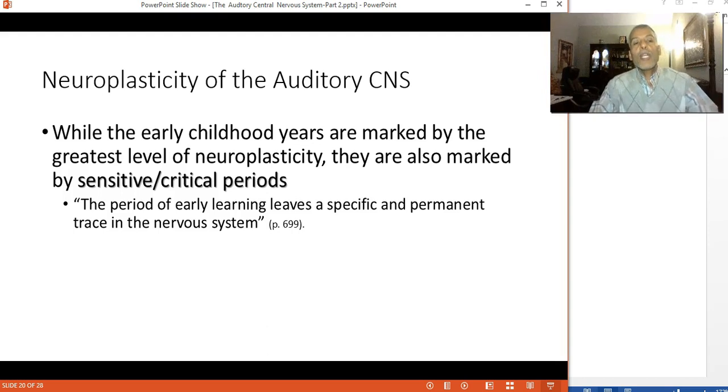So the sensitive periods: if someone doesn't get enough auditory stimulation to develop sound representations in their brains, and representations of concepts, words and grammatical forms, then that is going to leave a long-lasting impact on their nervous system and their auditory system. And we see these as central auditory processing problems.